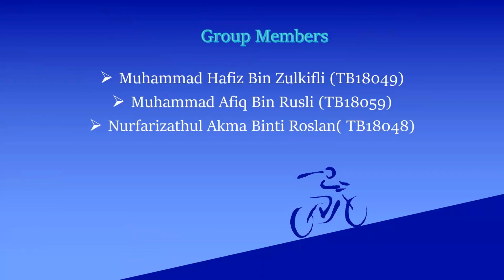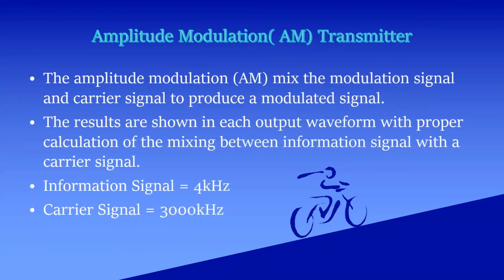First of all, my name is Muhammad Afiq bin Rosli with metric number TB18059 and my members are Muhammad Hafiz bin Zulkifli with metric number TB18049 and Nur Faziratul Akmal binti Roslan with metric number TB18048. For the next slide, the amplitude modulation transmitter.